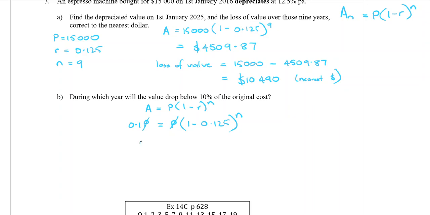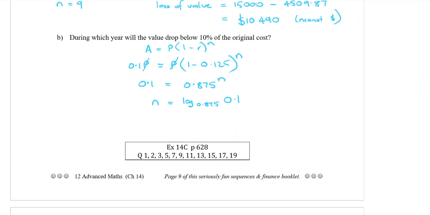And I will get 0.1 equals 1 minus 0.125, which is 0.875 to the power of n. And now I can do a sliding base. Leave the n, log base 0.875 of 0.1. 17.24, is that right? You guys get that?